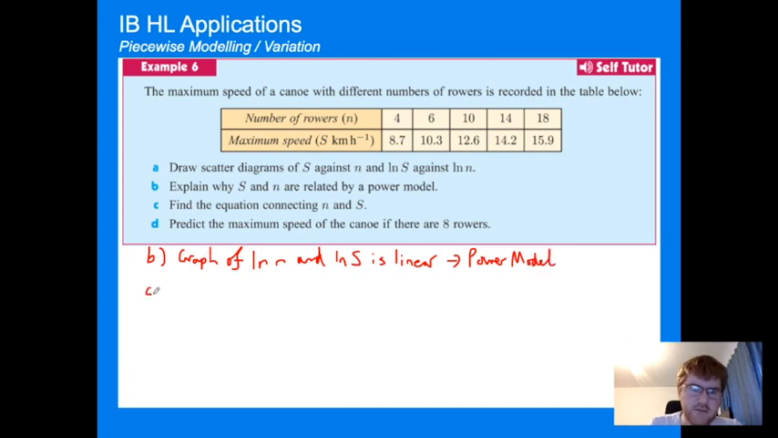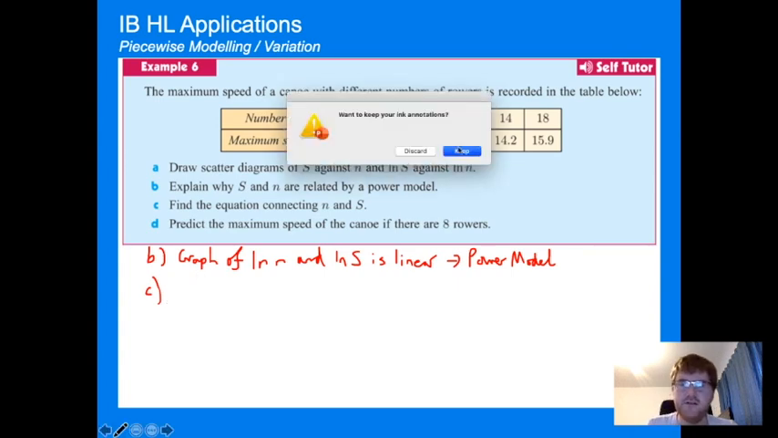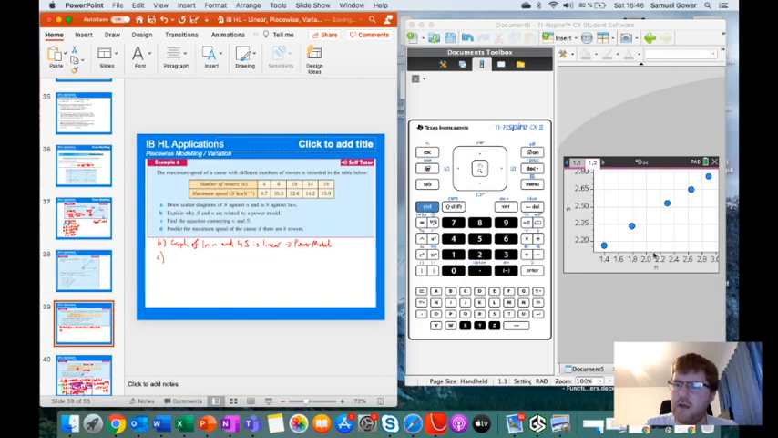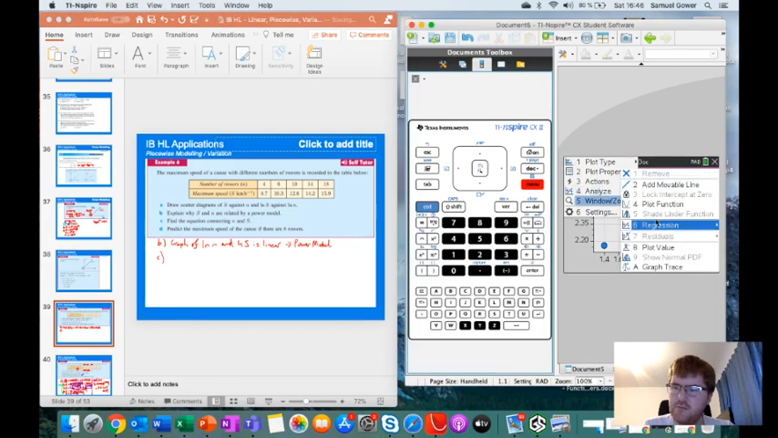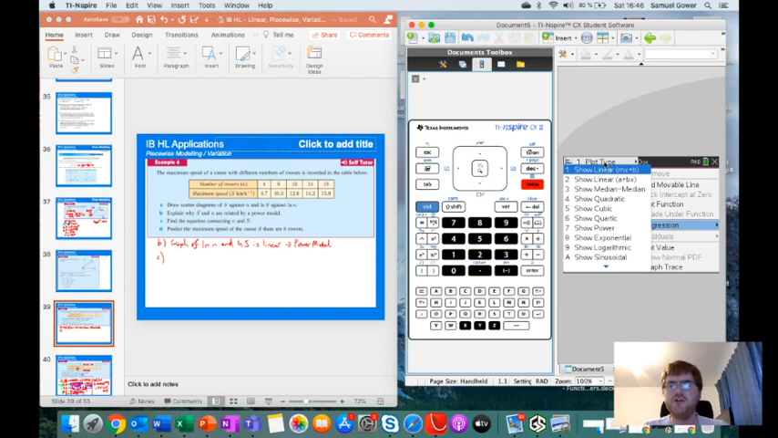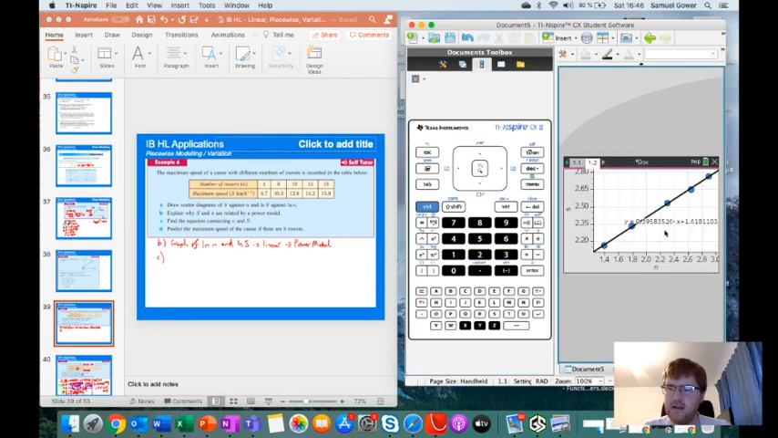Right, part C is working backwards and now working out the actual model, the equation connecting N and S, which is going to be a power model. So let's come out of this quickly. The way we do this is we're going to generate a regression line. So the way we do this is go to Menu, Analyze, Regression, and we just want a normal show linear regression line, and then you'll generate the final things here.